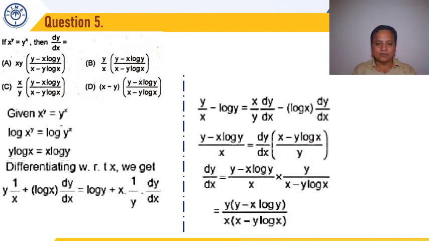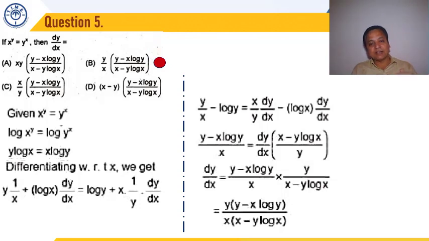Just arranging the terms, we get this equal to y bracket y minus x log y upon x bracket x minus y log x. And if we look at the choices, some choice has to be matched, which is choice B.